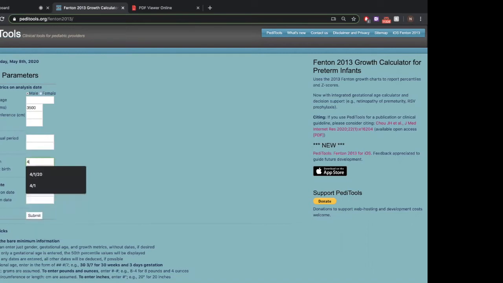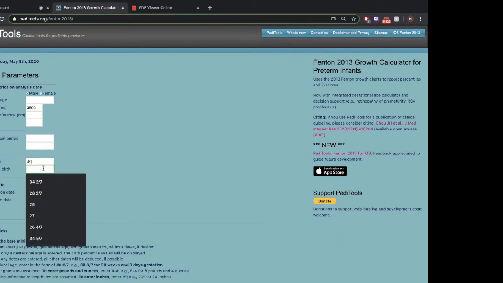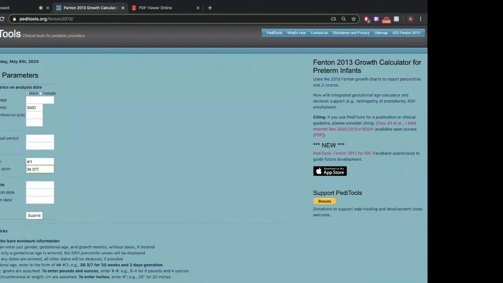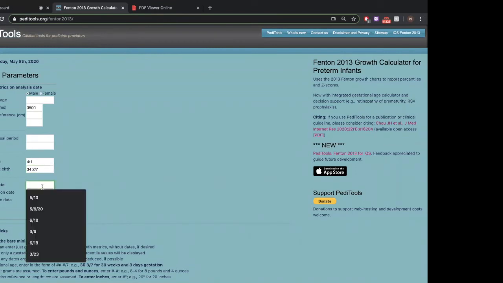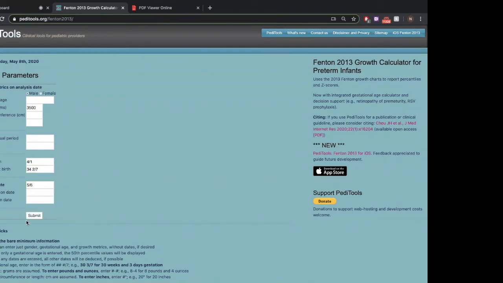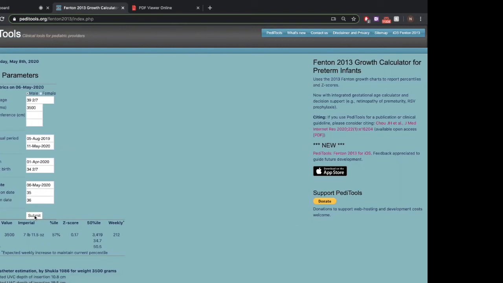So the date of birth is 4/1 with the gestation of 34 weeks and 7 days. And the analysis date this time is 5/6. So last week, the infant was in the 57th percentile for weight with a z-score of 0.17.